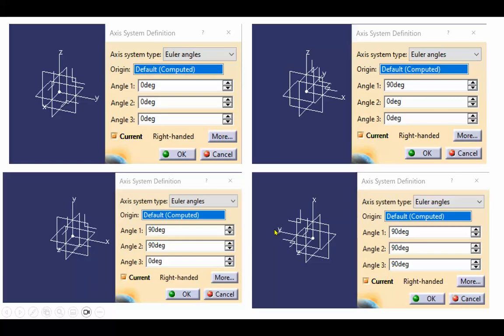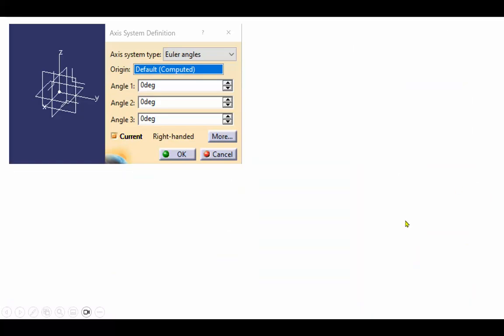So I just showed you one example. Do you want to do another example? Let's go ahead here. Once again, you click on the axis system.